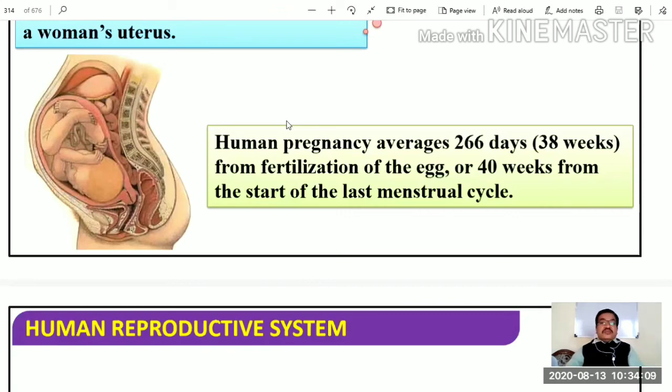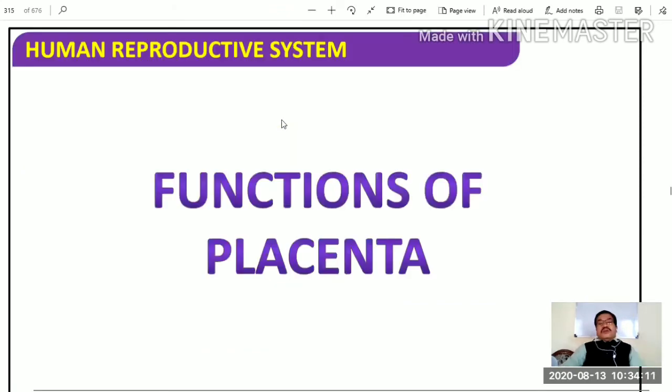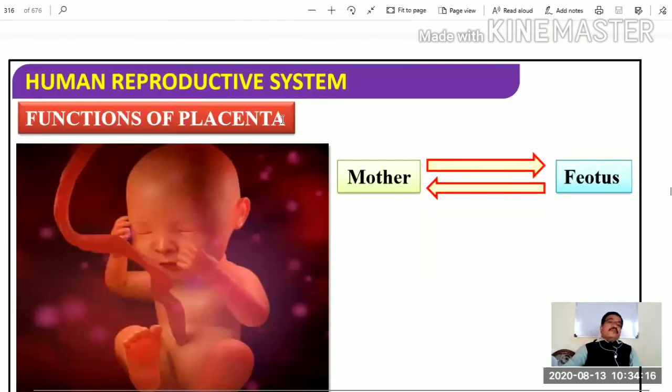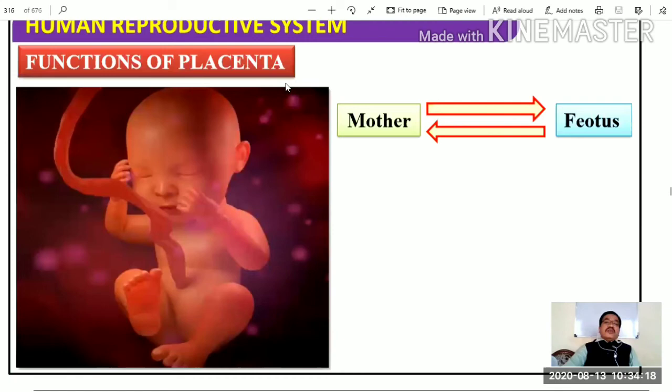What is the function of the placenta? What type of function is performed by the placenta? The function of the placenta is contribution or interaction between the mother and the fetus. There is an interaction between the mother and the fetus, so that is very important. You can see here.